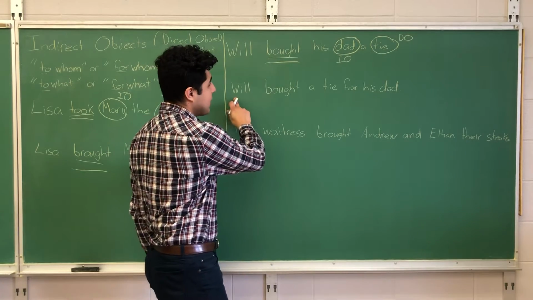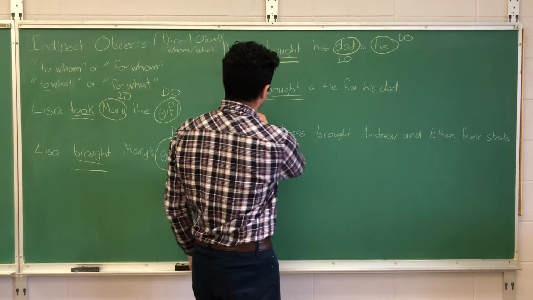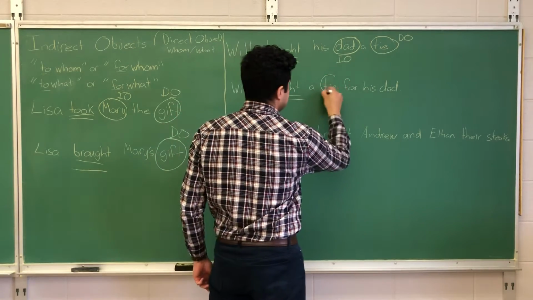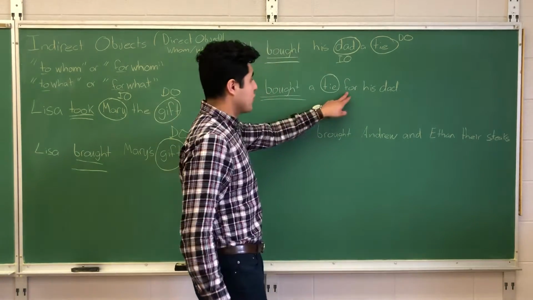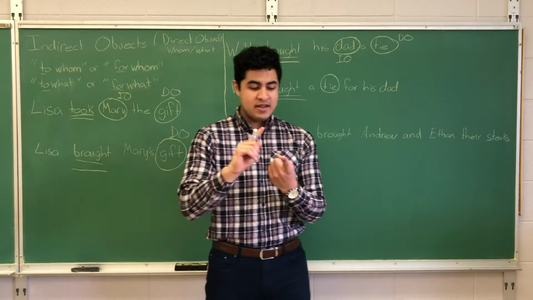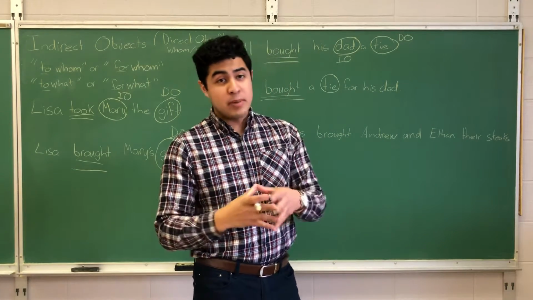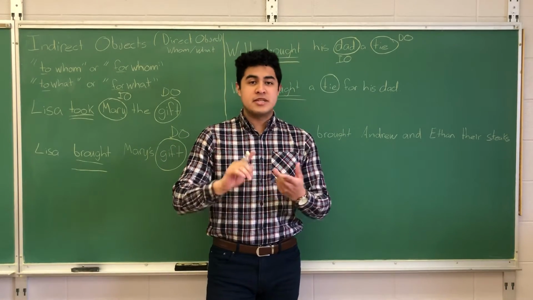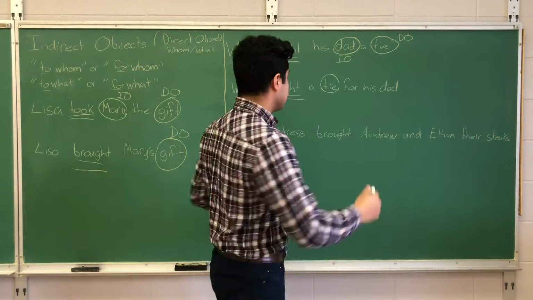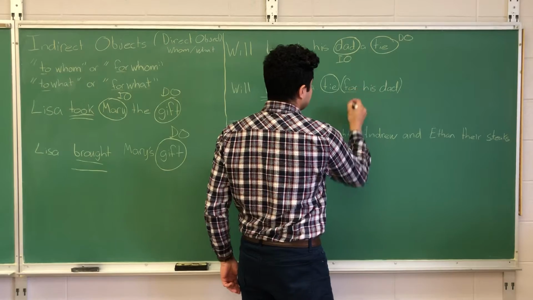And now let's do this next one. Will bought a tie for his dad. Will is the subject. Bought is the verb. So Will bought what? Bought a tie. But in this case, now we run into a preposition. And again, the same rules apply as the predicate nominative and the direct object. A word inside a prepositional phrase cannot be a direct object, indirect object, or predicate nominative, okay? Because this for is a preposition, okay?